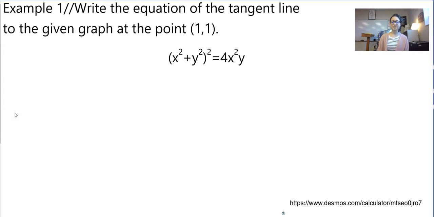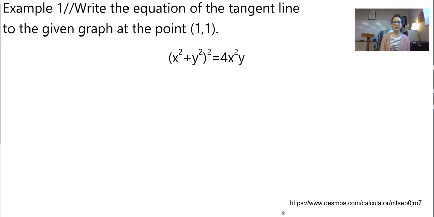Okay, so we want to write the equation of the tangent line to the given graph at the point 1, 1. So we know we want point slope form. We have a point. We just need to find the slope, which will be the first derivative or the second. That'll be the first derivative. Okay, so let's come and find the first derivative.